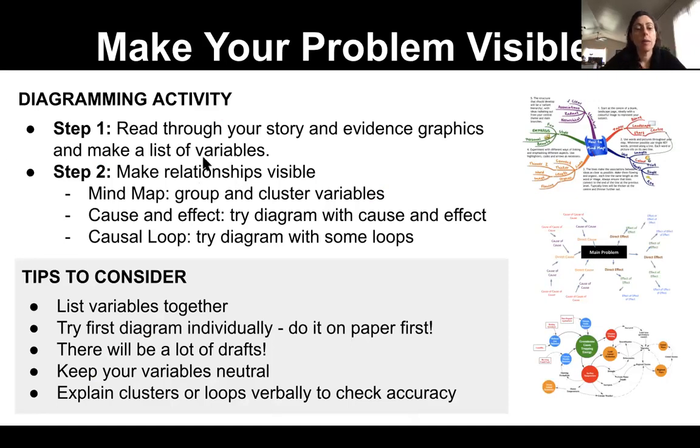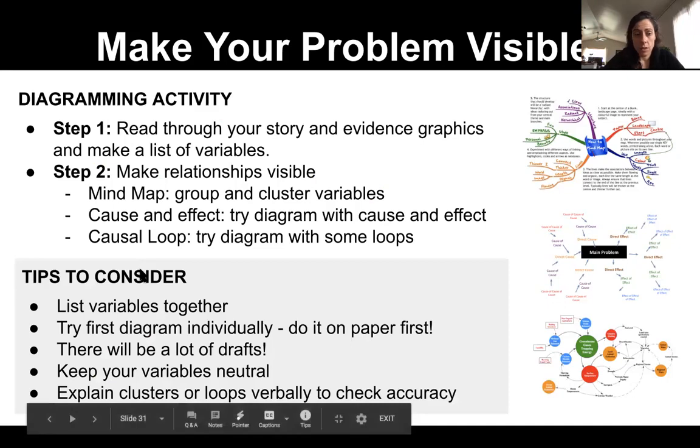So I highly recommend doing what those students did first, where you, step one, read through your story and your evidence graphics and make a list of variables. Then try to start with maybe a mind map and cluster them. Then maybe move to trying out a cause and effect diagram and do that kind of like cause of cause of cause, situation, effect, effect of effect. And then look for where might there be some circular stuff going on, where an effect actually leads to a cause or cause leads to more effects.